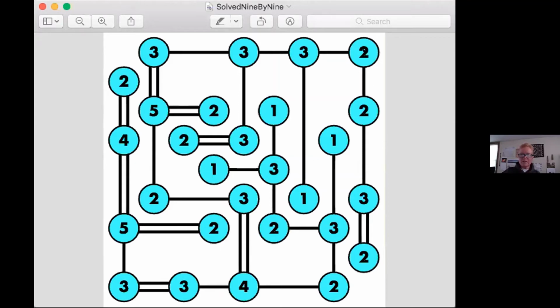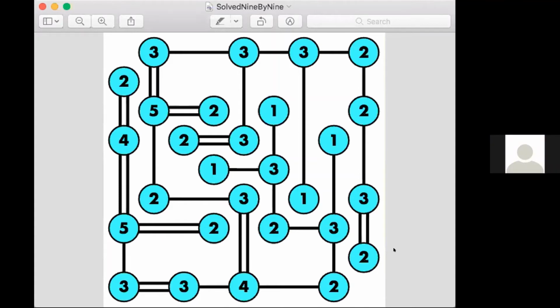If I wanted to go from the upper right corner, this number 2, down to this 4 in the middle on the bottom, is there a path for me to do that? Can I get from that island to that island? Yes. Good. And in fact, can I start at any island and get to any other island?